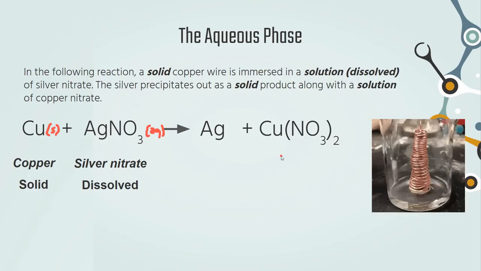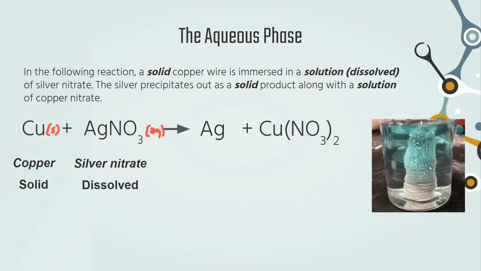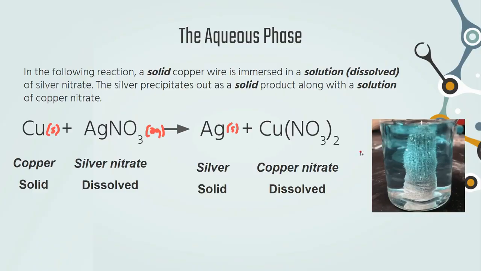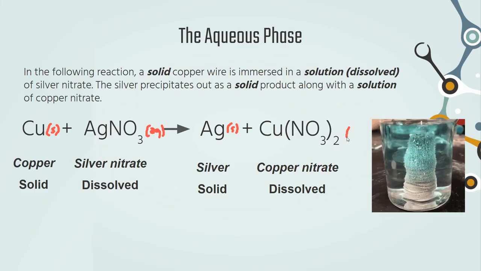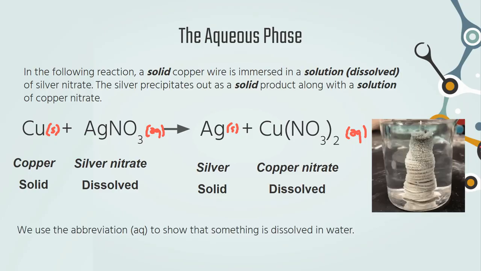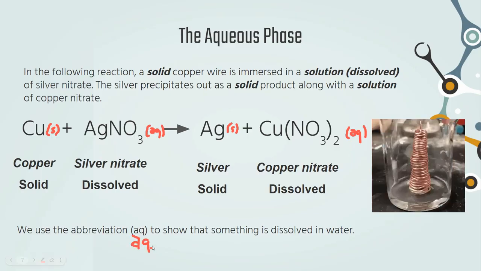On the right side, we can see that silver precipitating out, and that's a solid. We can see it. It's solid in that liquid. So we'll give that solid silver the little s, and the copper nitrate that is also dissolved, it's that blue liquid at the end. Because it's dissolved, we'll again give it that aq. So to be clear, we use that abbreviation aq to show that something is dissolved in water, and that stands for aqueous, because we're talking about the aqueous phase.